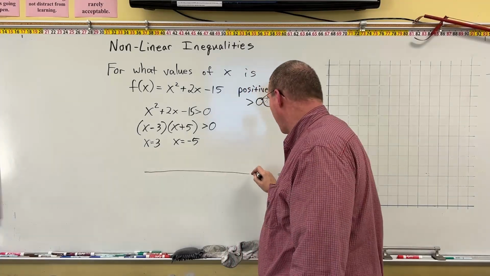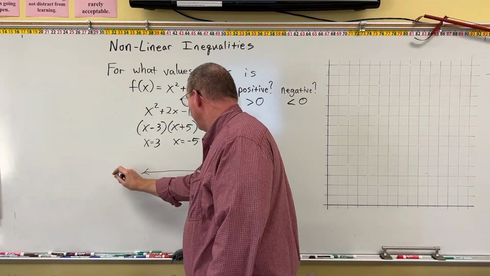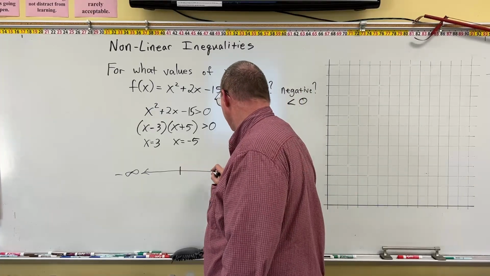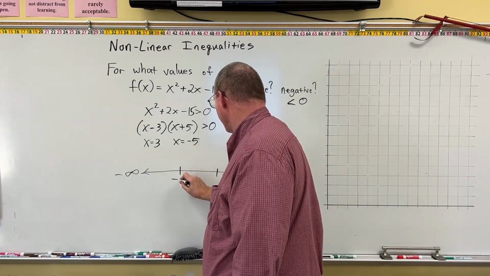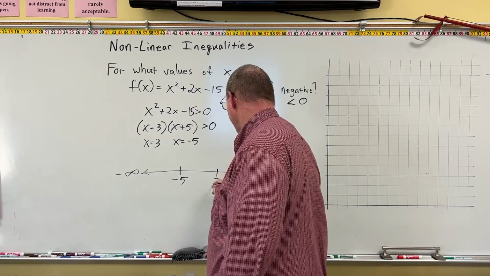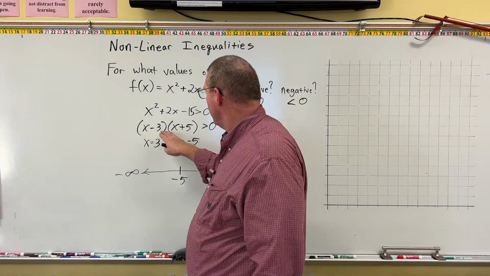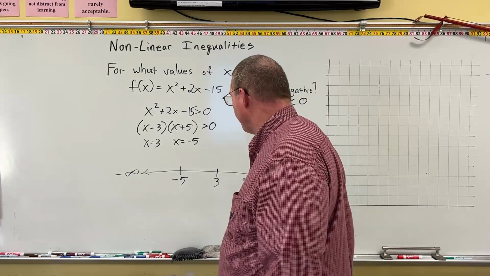Then we're going to draw our sign chart. We're going to put negative infinity over here, infinity over here. We're going to put 2 slash marks. Negative 5 is going to go over here. Positive 3 is going to go over here. Okay. Now I'm going to use the factors. I'm going to show you kind of a different way of doing this.